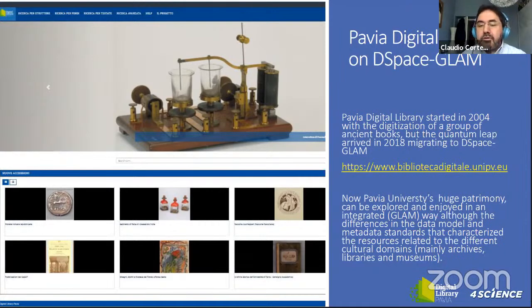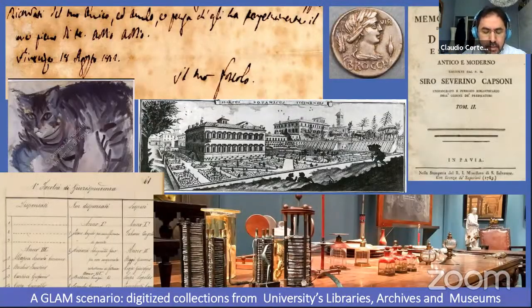Instead, now Pavia University patrimony can be explored and enjoyed in an integrated way, although the differences in the data model and in the metadata standards affect the resources related to the different domains of cultural heritage, mainly archives, libraries, and museums. In this way, now Pavia Digital Library is able to manage a real GLAM scenario in which the cultural heritage domain can be explored in an integrated way by means of their relationships.